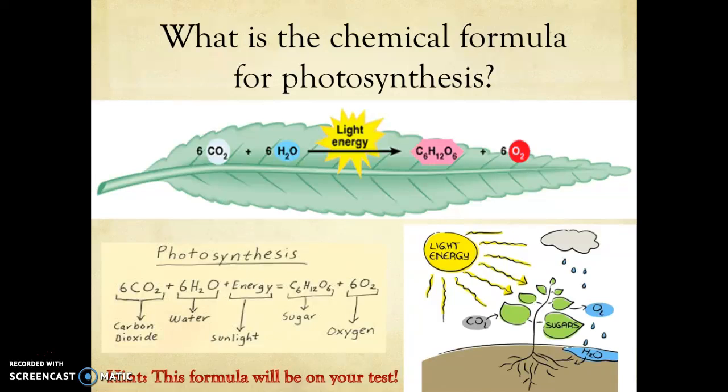The chemical formula. Yes, you need to write this down. It would also probably be a good idea to draw a diagram in your notes so that you can hopefully remember a little bit better what the process actually is. So the chemical formula for photosynthesis is in two places on the screen. That top picture going along the leaf, that is the chemical formula, and it's also right below that, right above where it says hint, this formula will be on your test. So yes, you need to know this.